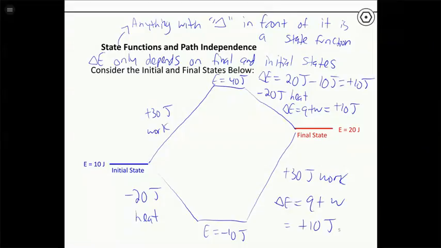Q and W themselves are not state functions. They don't have delta in front of them. So the value of Q depends on how the heat transfer takes place. The value of W depends on the type of work that we're doing or how it gets from the initial state to the final state. So Q and W themselves are not state functions. When you add them together, you get delta E, which is. So that's just a little conceptual point, not too terribly important, but we do want to understand a little bit about what it means to be path independent and to have a state function.